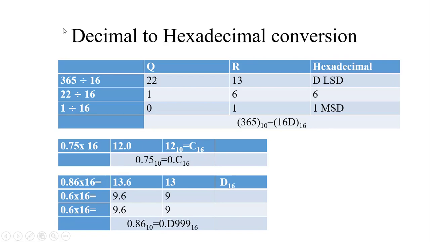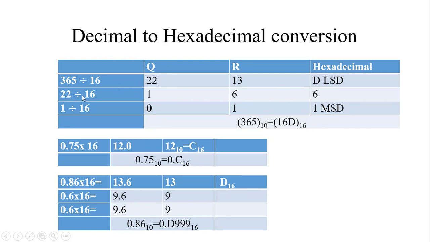This is the repeated division method. When we divide 365 by 16, we get 22 as quotient and 13 as remainder. Keep in mind 13 is a decimal number, so you have to replace this remainder by its hexadecimal equivalent. The hexadecimal equivalent of 13 is D. This is the least significant digit. The first remainder is the least significant digit.